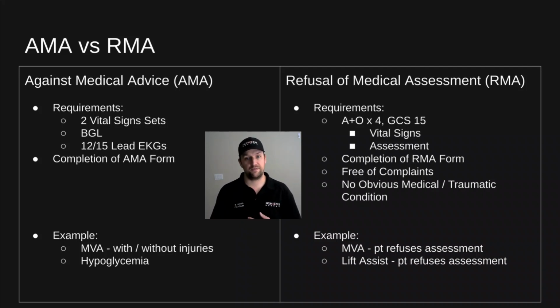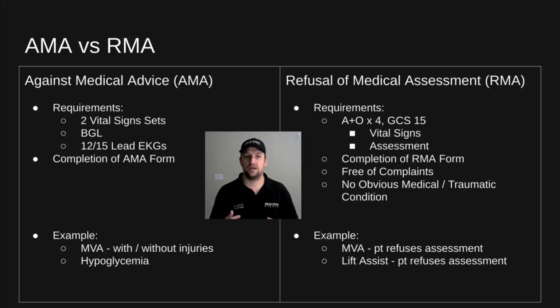Let's say you respond to an MVA, either with or without injuries, but you're suggesting the patient be evaluated at the ER for potential fractures. In that case, maybe a BGL and a 12 and 15 lead aren't really applicable, but maybe it is. Let's say that patient fainted or passed out while driving and that caused them to crash the car versus somebody hit them. If somebody hit them, probably don't need a glucose and a 12 and 15 lead, but if they were to pass out, then a 12 and 15 lead and a glucose would probably be indicated.